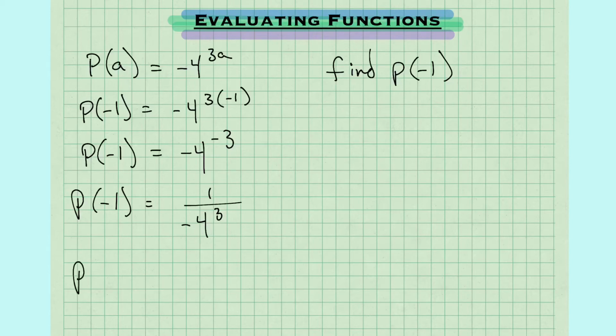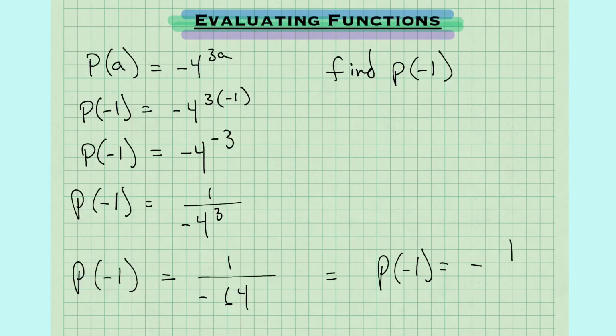So we have P of negative 1 equals 1 over negative 4 cubed, which is the same as 4 cubed with a negative sign in front. So 4 cubed, that's 16 times 4, that gives us 64. So it's going to be a negative 64. So our final answer: P of negative 1 equals negative 1 over 64.